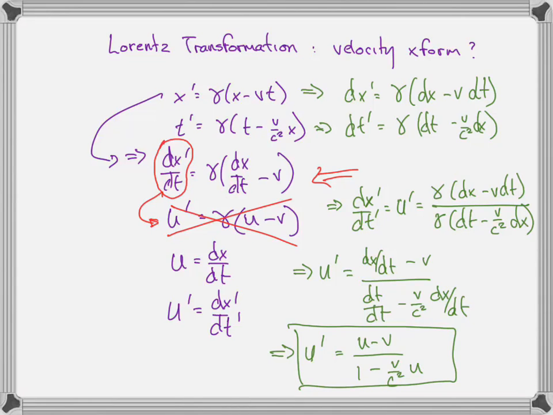It's a little bit more complicated than expected, but notice if v is much, much less than c, we can take the zeroth order approximation of the bottom of this fraction. This is small compared to 1, and we get back the Galilean transformation. Okay, but there is another wrinkle to this.